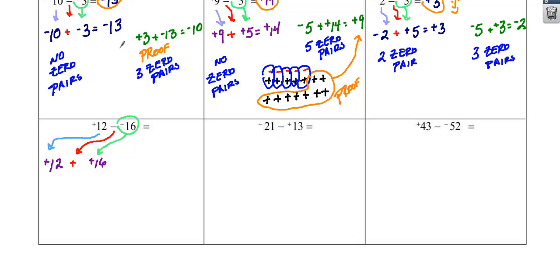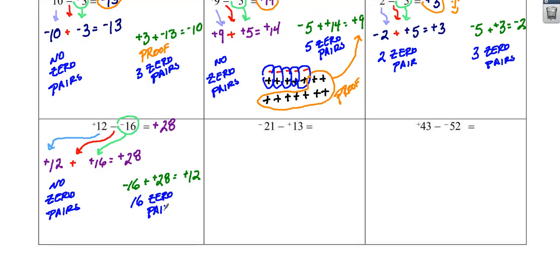Positive 12 plus positive 16. No 0 pairs on this one. Add those together, and you get positive 28. If you want to check yourself, and I hope you're taking time to check yourself, you're going to take that negative 16, because this answer now is positive 28. You've got negative 16, you're going to add the positive 28, and what you should get is positive 12. And I think you can see now, 16 negatives plus 28 positives will give you 16 0 pairs, which will leave 12 remaining. There's our proof. Yay.